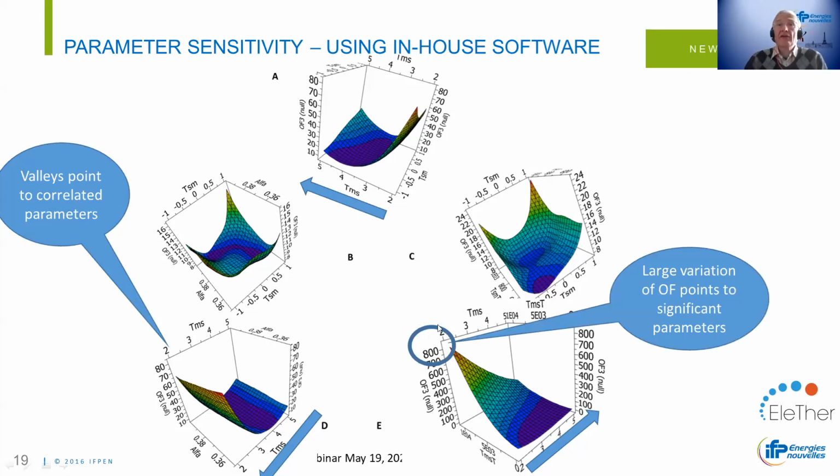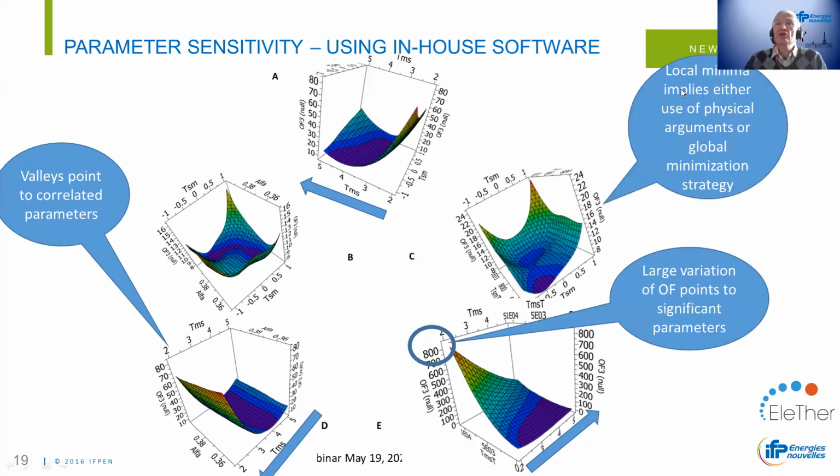Another interesting thing to identify in these plots is the maximum value of the objective function. In some of these plots you have very large values, which again points to the fact that one of the parameters shown in the plot is very sensitive, and this is again TMS. And in some cases you find local minima. This is a bit annoying. The minima are not very profound, so I'm not very concerned with these plots. But in theory, when you have such plots, you have two choices: either you find physical arguments for selecting one minimum versus another, or you try to find some global minimization strategy.